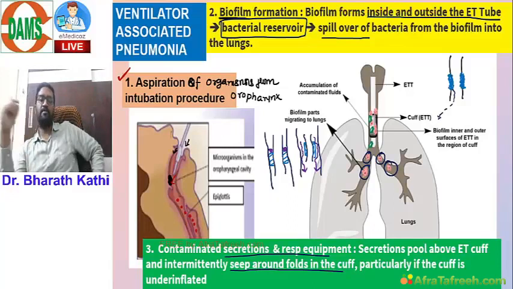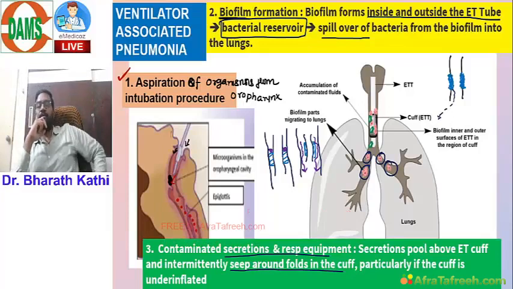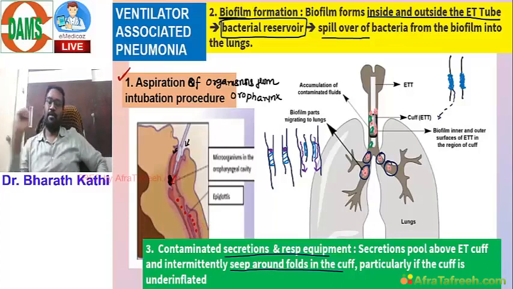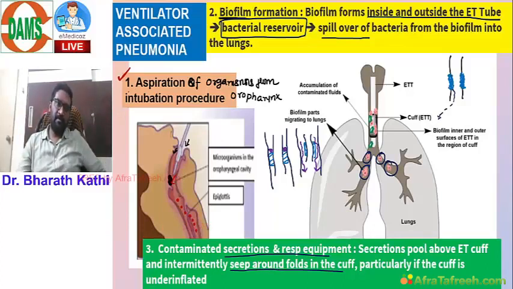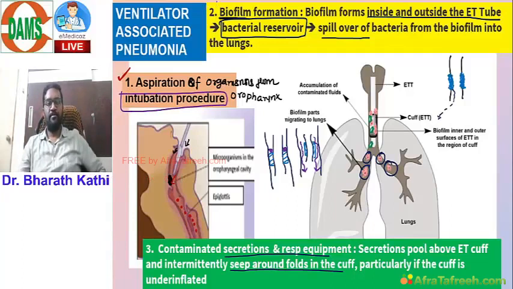And if you are doing suction with a contaminated catheter, all the organisms can directly go into the trachea. These secretions can pool above the endotracheal cuff and intermittently seep around the folds in the cuff, particularly if the cuff is underinflated. So three mechanisms. First mechanism, during intubation procedure, aspiration of microorganisms from the oropharynx. Second mechanism, biofilm formation.